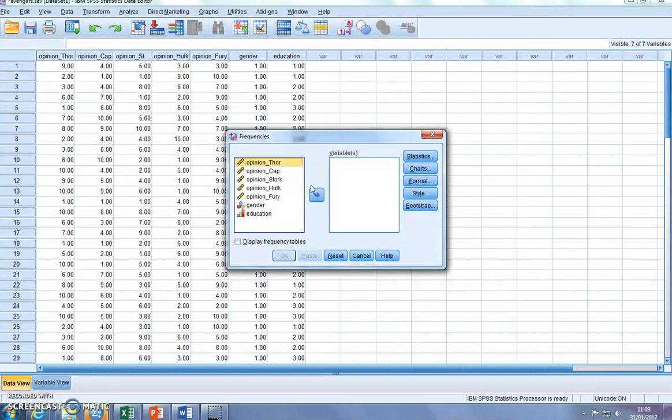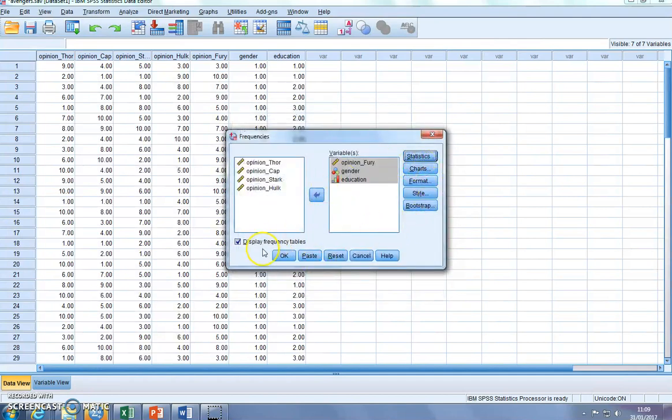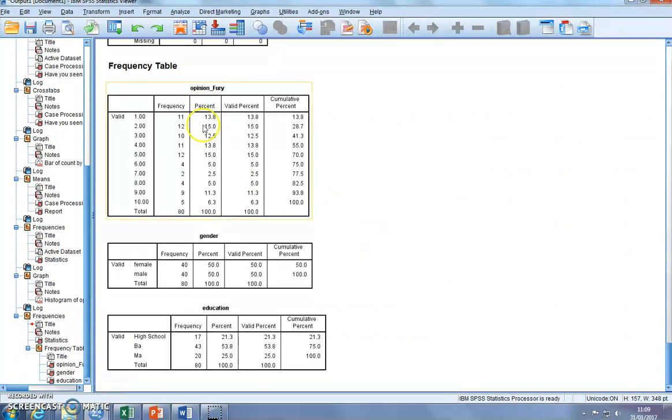You can have frequency tables for different variables. Let's take the bottom three of these to see what happens. We'll put them all over here. I will uncheck all of these because I am not interested in these. And then I'll press OK. So right now I'm getting a lot of frequency tables. I'm getting a frequency table on the question, what did you think about Nick Fury on a scale from 1 to 10? I'm getting a frequency table on gender, so what is your gender, male or female? And I'm getting a frequency table on education. What is your educational level? High school, bachelor, or master.